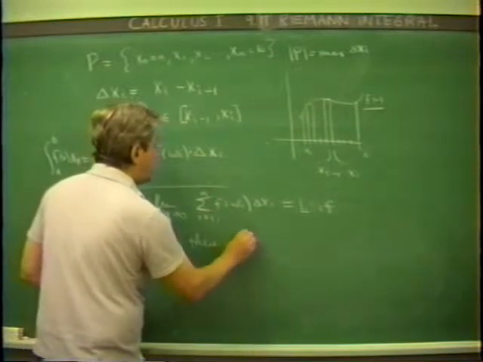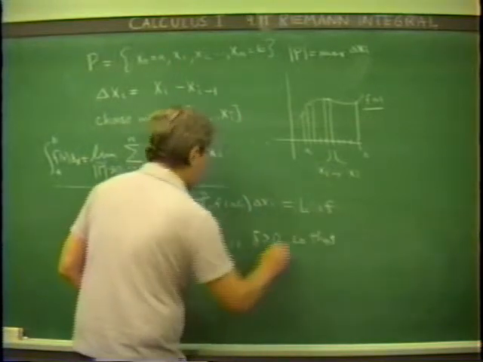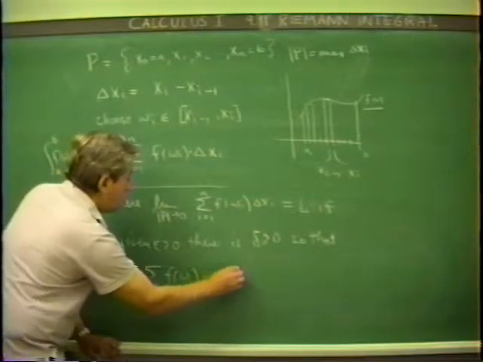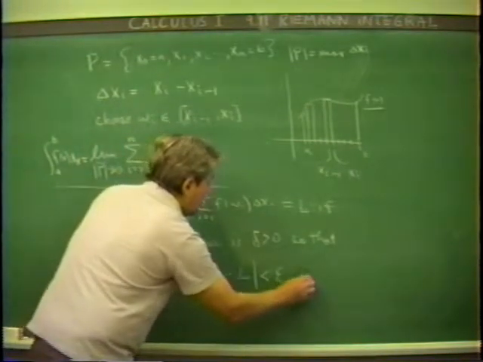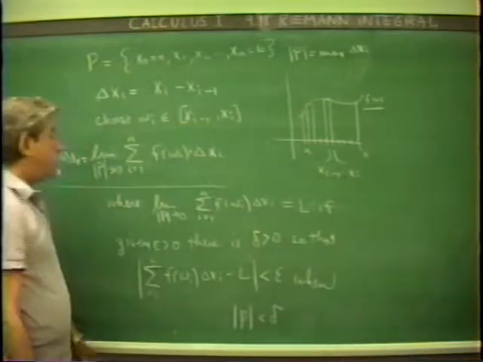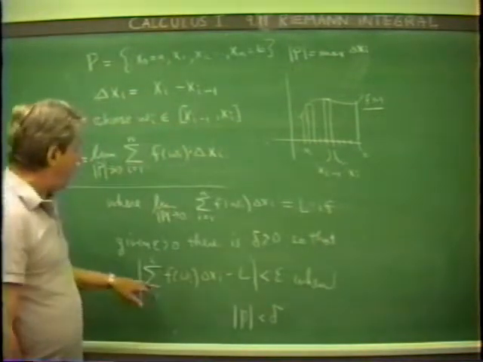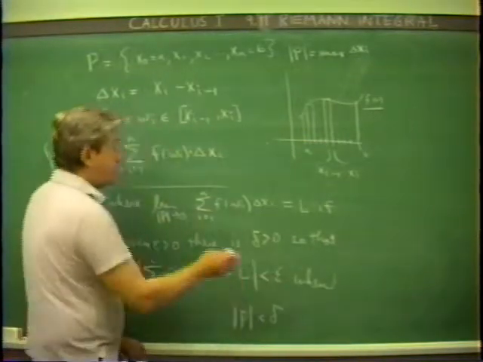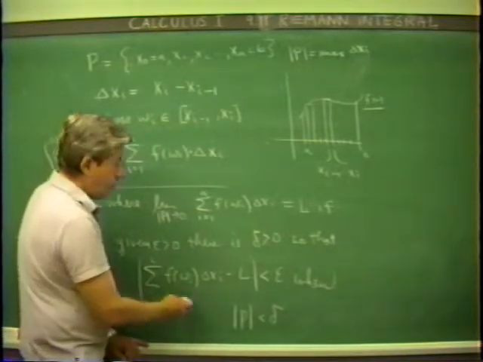So if, given epsilon greater than 0, there is a delta greater than 0 so that the absolute value of this sum, f of w_i delta x_i, minus L is less than epsilon whenever the norm of the partition is less than delta. So that's to say, if the partition is chosen small enough, then the difference between any one sum and L is always going to be less than epsilon.